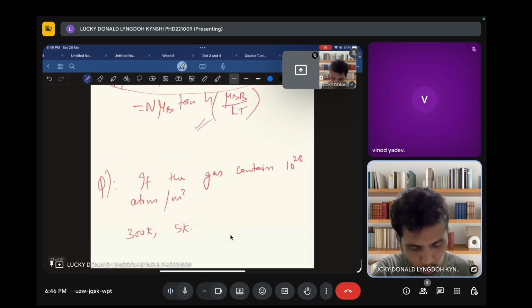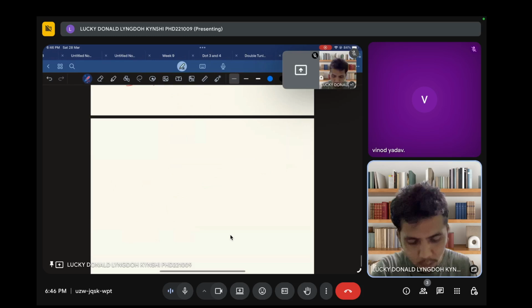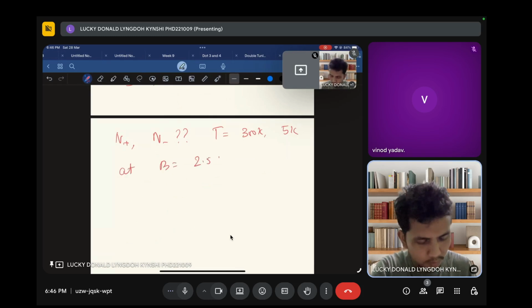So the idea is you have to find out n plus and n minus at T equal to 300 Kelvin and 5 Kelvin, at B equal to 2.5 Tesla. Okay, that you need to find out. So for that, you can use the formula which we have already solved.